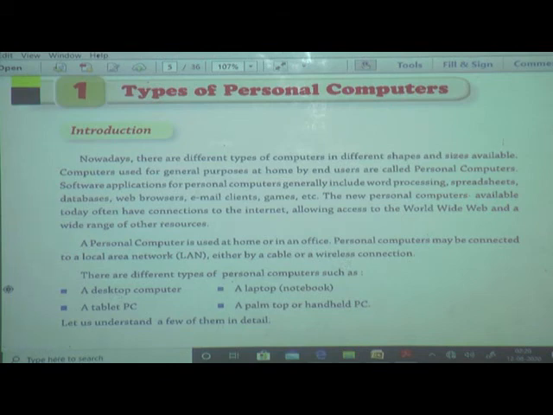There are different types of personal computer. Which are they? Desktop computer, laptop computer, tablet PC, and handheld PC. Personal computers are of 4 types: the desktop computer, laptop or notebook, tablet PC, and handheld PC. Let us understand a few of them in detail.